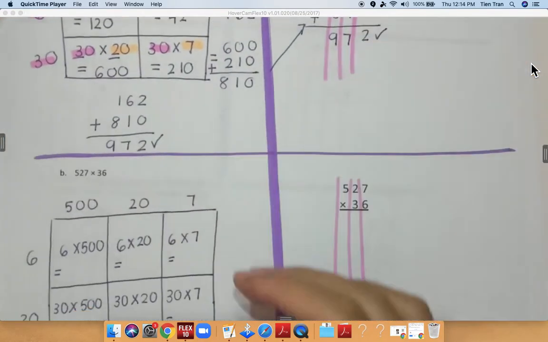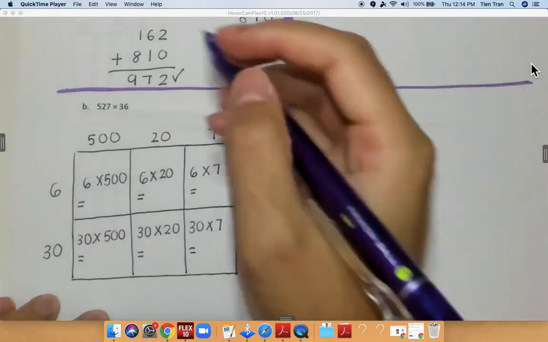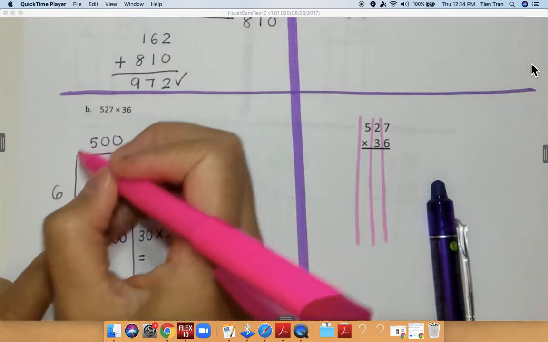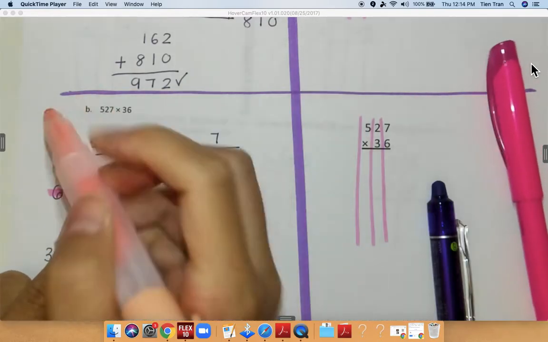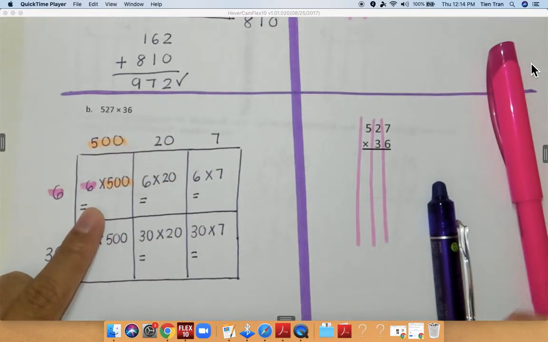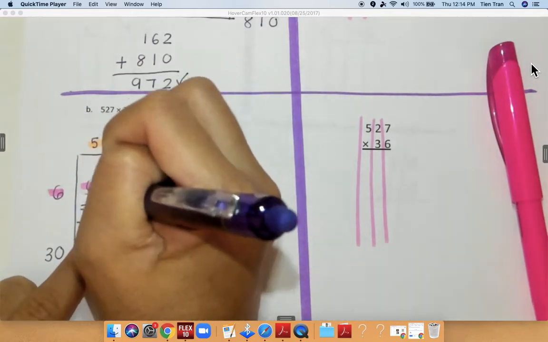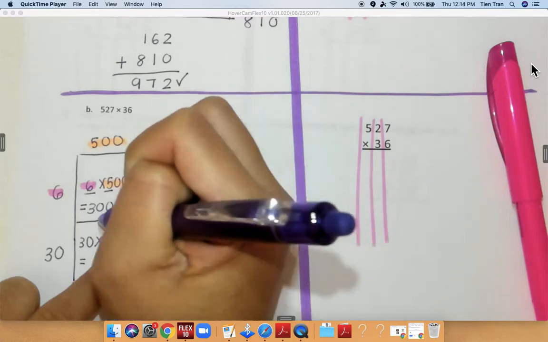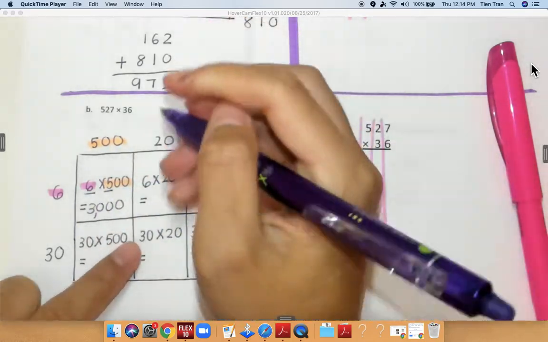Now, we're going to move on to problem B. For problem B, same setup. I know that I am multiplying 6 times 500, so my 6 came from right here on the side, and 500 came from the top. Now I'm going to multiply. I know that 6 times 5 is equal to 30, and then I'm going to add my 2 zeros at the end. That gives me 3,000.